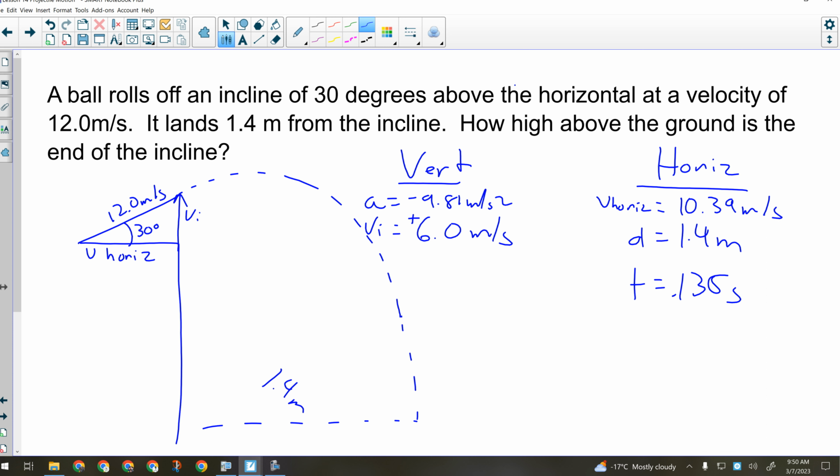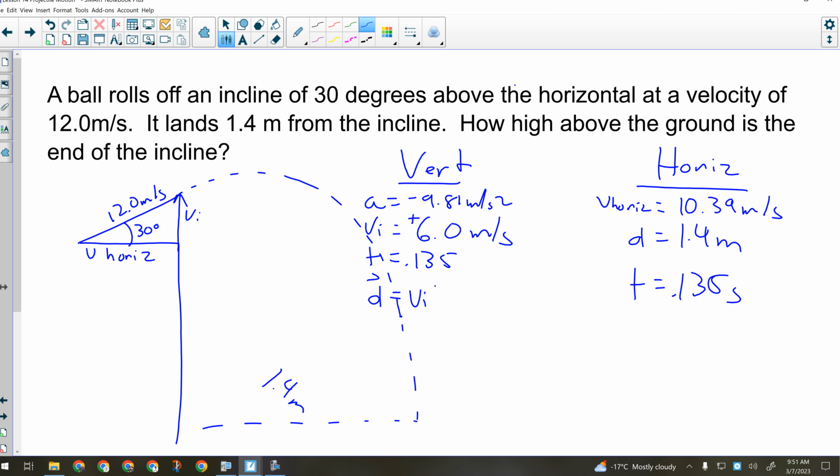That number can come over here to the vertical part, and I'm supposed to find out how high above the ground it is. Would that be the vertical displacement of the ball? The ball is going to travel from the top of the ramp down to the ground. That will be its vertical displacement. It's going to go higher than that because it's coming off at an angle, but in the end, its overall displacement is from the top of the ramp to the ground. So that's what I'm looking for.